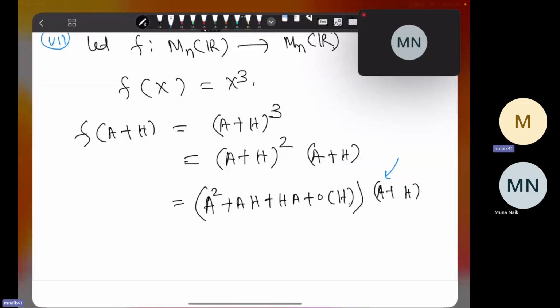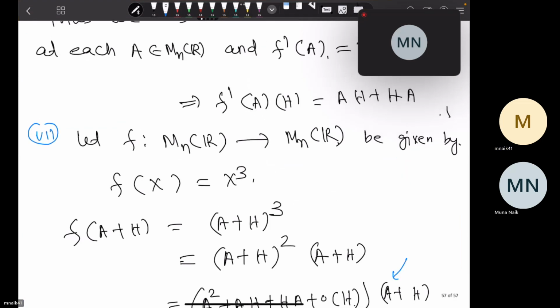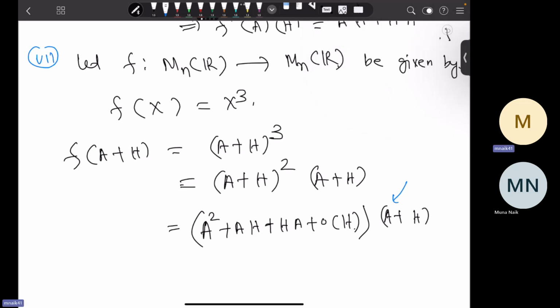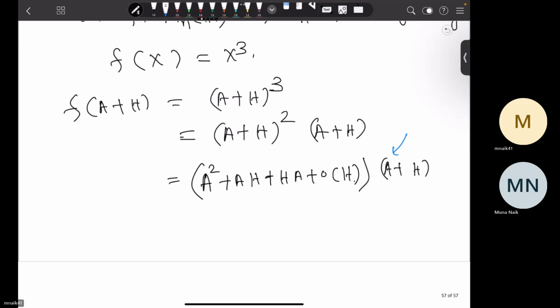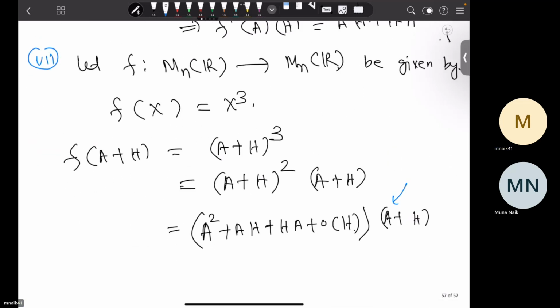So this is (a squared plus ah plus ha plus little o) into (a + h). Actually, we will continue from this part in our next lecture.